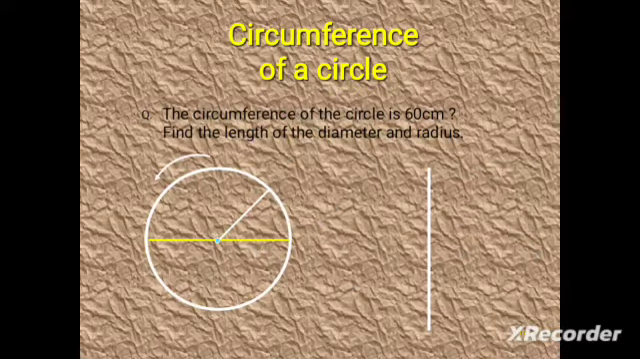Another question: the circumference of a circle is 60 centimeters. Find the length of the diameter and radius. A diagram is provided here. So we are supposed to find the length of the diameter and the radius given the circumference of the circle drawn below.